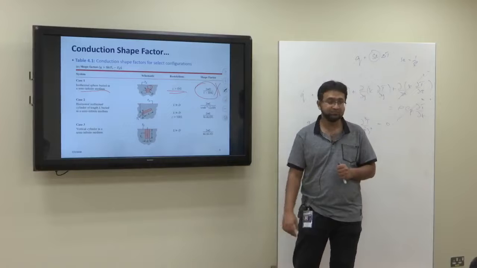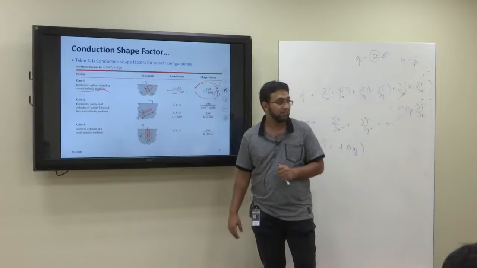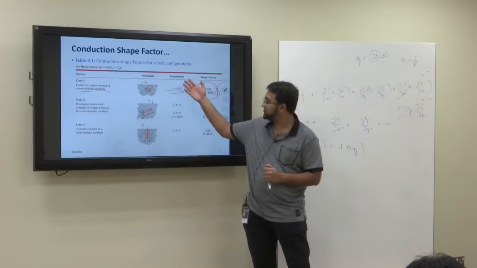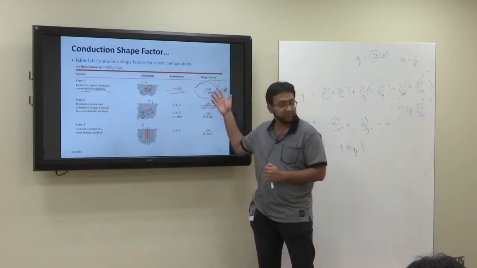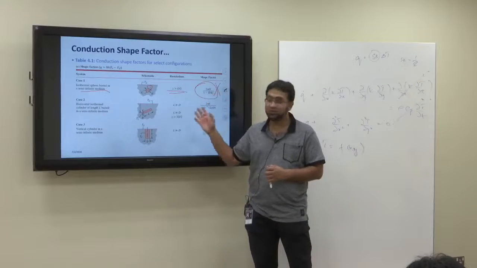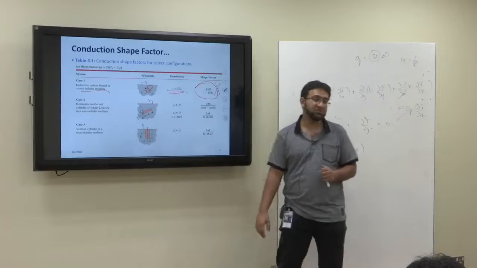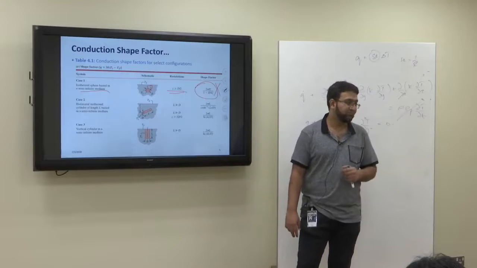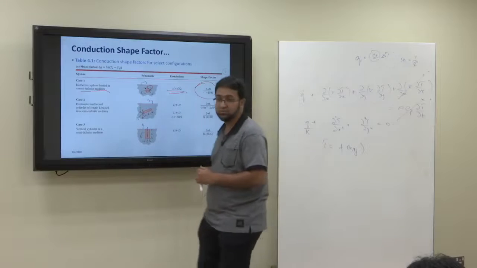Is it clear? This is a restriction. So in order to apply these shape factor approximate solutions, you need to satisfy these restrictions. If a restriction is not satisfied, then you cannot apply it. Okay. So this is just one example.